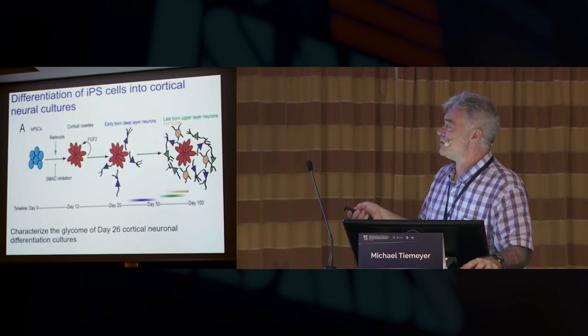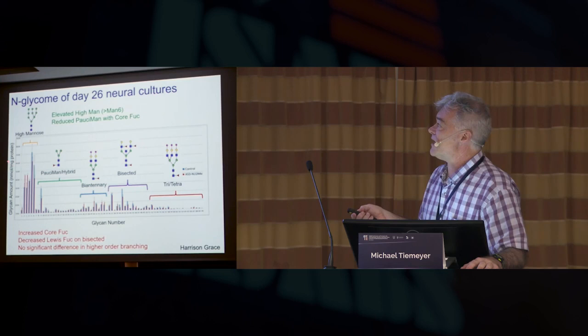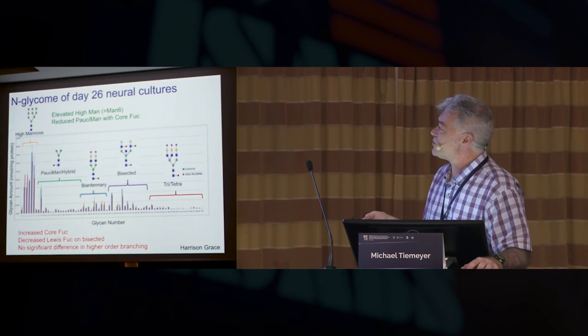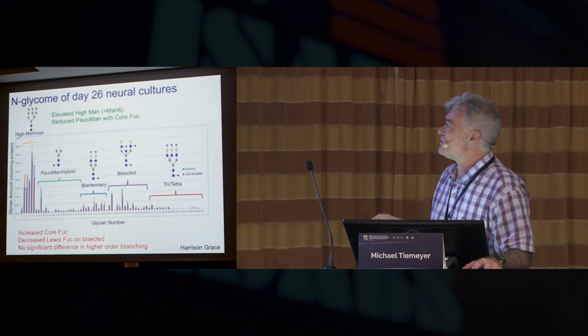So we characterized the glycome of these cultures at day 26, both in the wild type or normal patient iPS cells and the neuroligin 4 iPS cells, and we saw a couple trends. The first is we saw increased core fucosylation, especially on biantennary structures in the patient. We saw decreased Lewis fucosylated structures, but primarily on bisected glycans and not on non-bisected glycans. And really not much of a significant difference in any of the more higher complexity glycans.